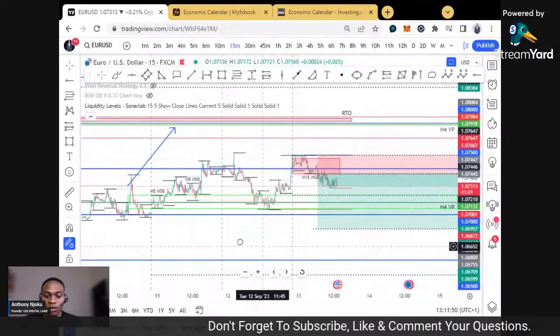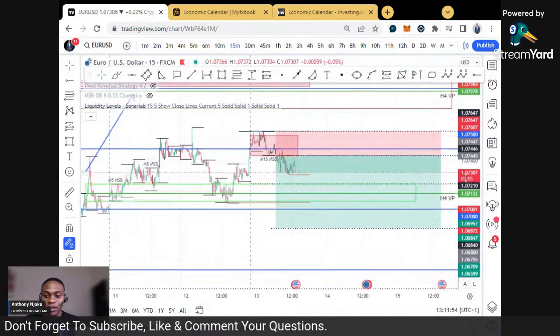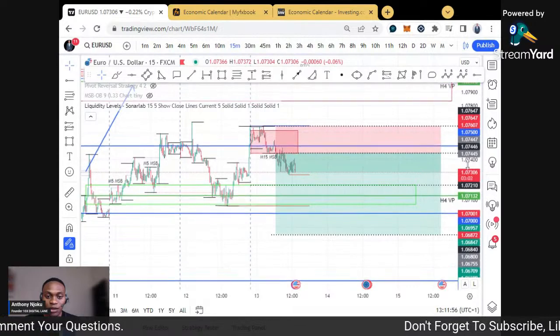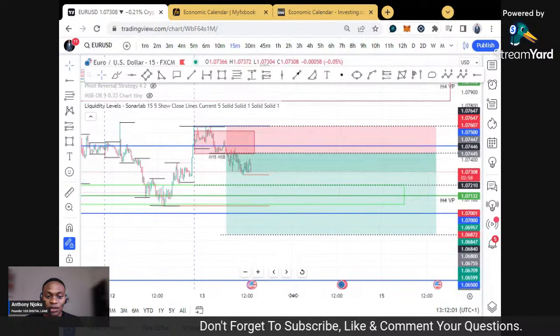This is one of the signals we sent. We sent a signal on Euro USD, because we see the dollar has some strength over the risky assets today.